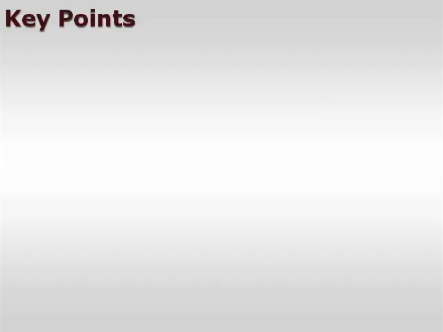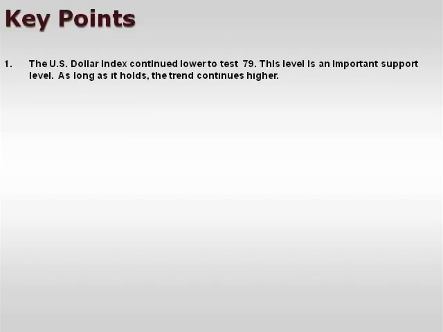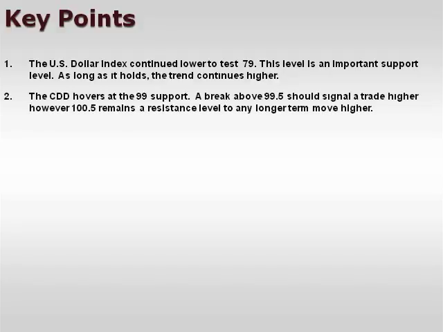Let's take a look at a few of our key points. First of all, the US dollar index continued lower to test 79. This level is an important support zone. As long as it holds, the trend continues higher. The CDD hovers at the 99 support. A break above 99.5 should signal a trade higher. However, 100.5 remains a resistance level to any longer-term move to the upside.